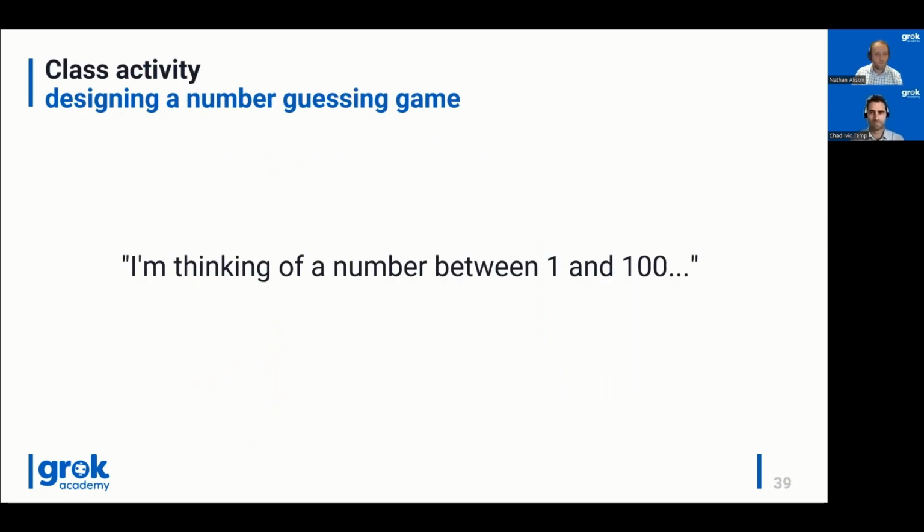The next activity is probably more of a class activity that we're looking at for years 5 and 6. This is a number guessing game, so I'm going to use Chad as the guesser here. So Chad, I'm thinking of a number between 1 and 100. Have a guess and I'll tell you if it's lower or higher or correct. Okay, cool. I'm going to go with 52. Higher. 70. Higher. Okay. 87. Lower.